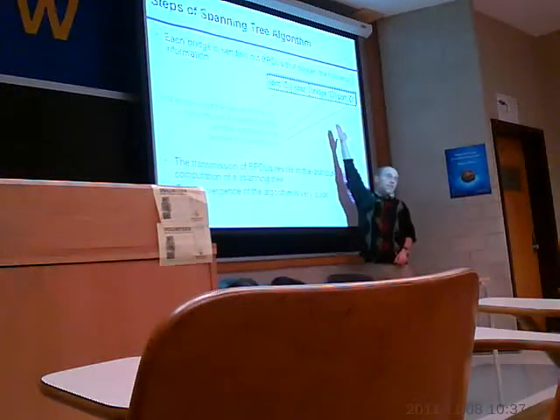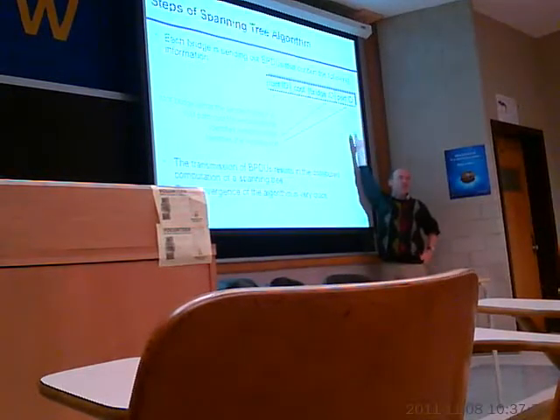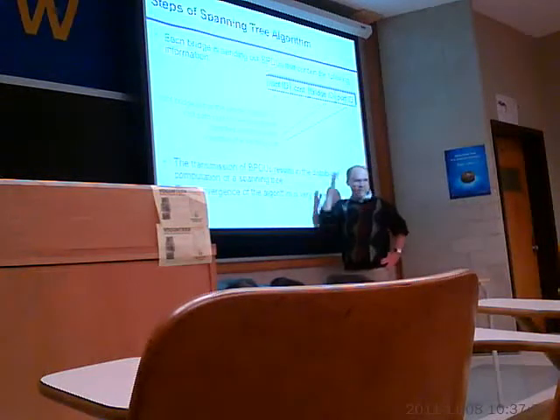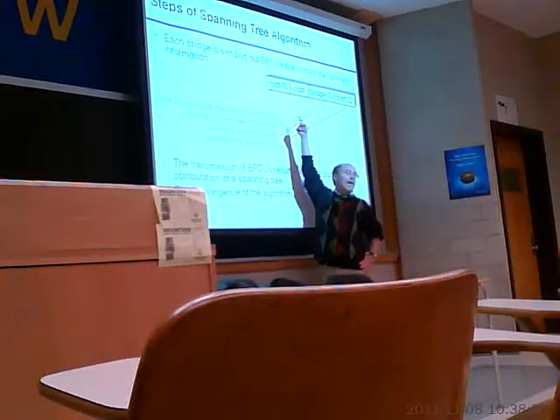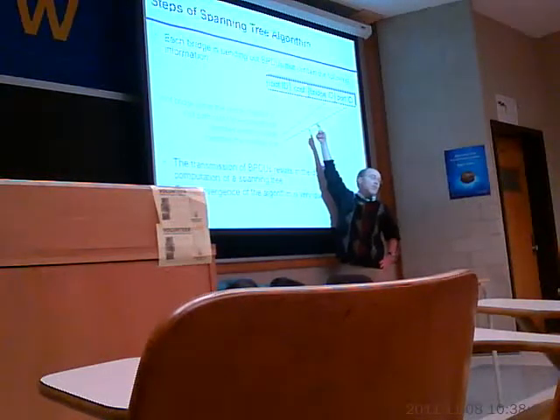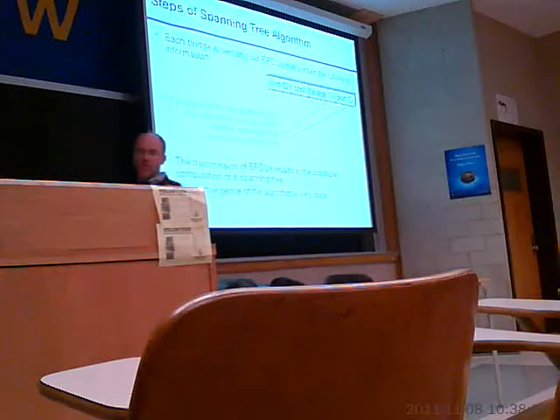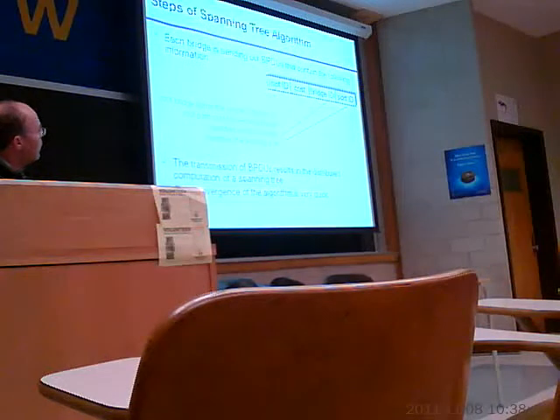So this message is interpreted as follows. I am the sender of this message. This is my ID. I'm sending this message through this port ID. I believe, this is a belief system, I believe that this is the root. And my cost to go to the root is in this field. You all see this?